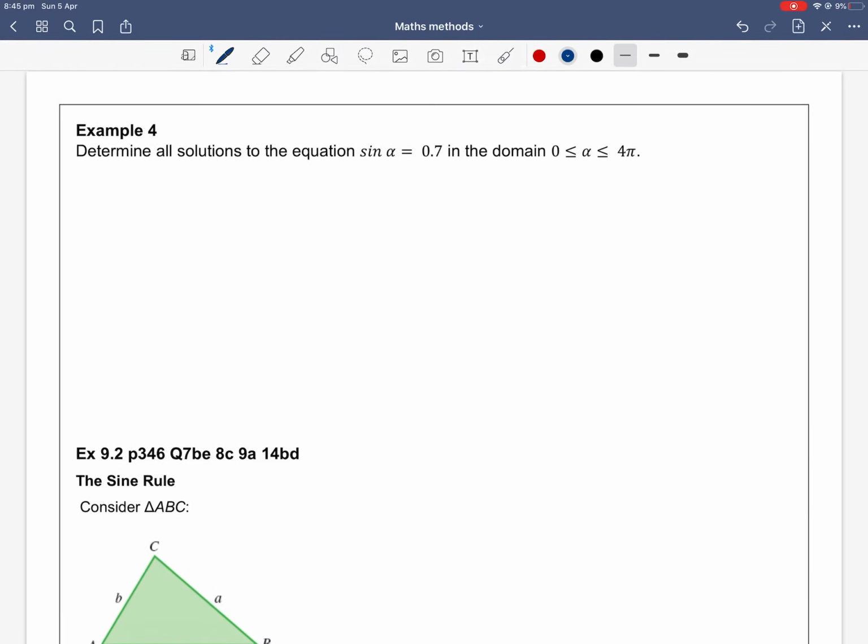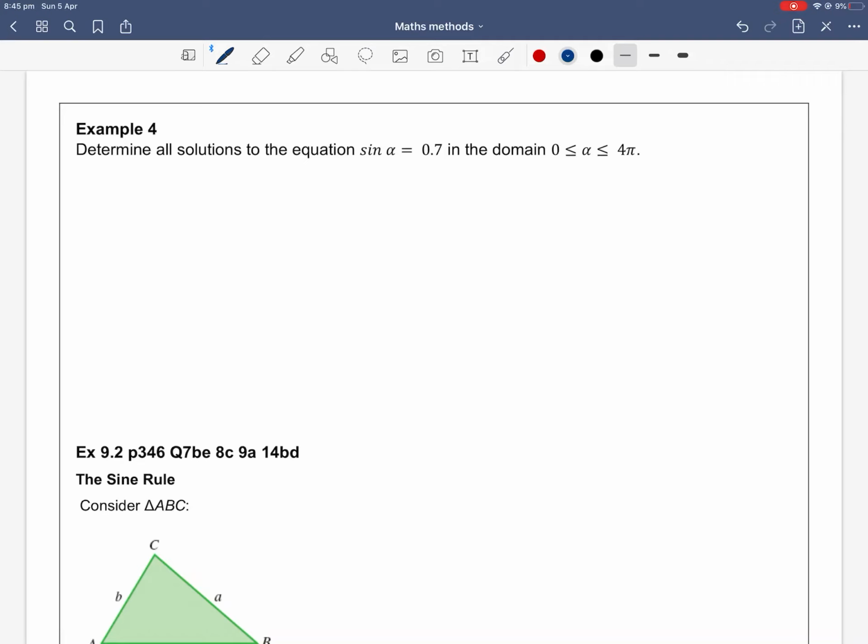Now, let's look at example 4. Work out all the solutions to sine of alpha is 0.7, positive 0.7, within the domain of 0 to 4 pi. So that's 2 cycles, because 1 cycle is 2 pi. So let's write down what we have to solve. Sine of the angle alpha is 0.7 for the domain alpha between 0 and 4 pi.